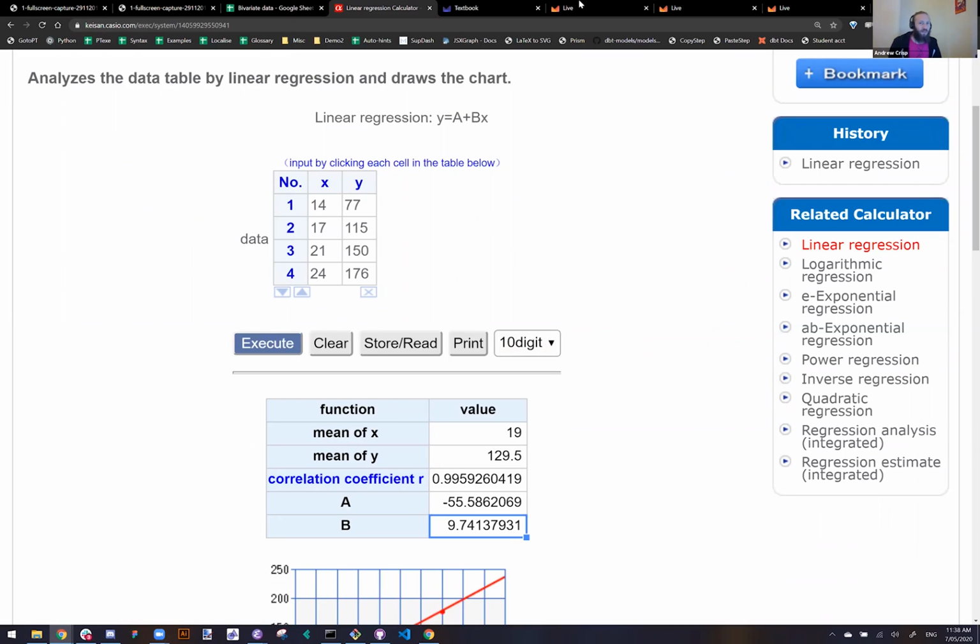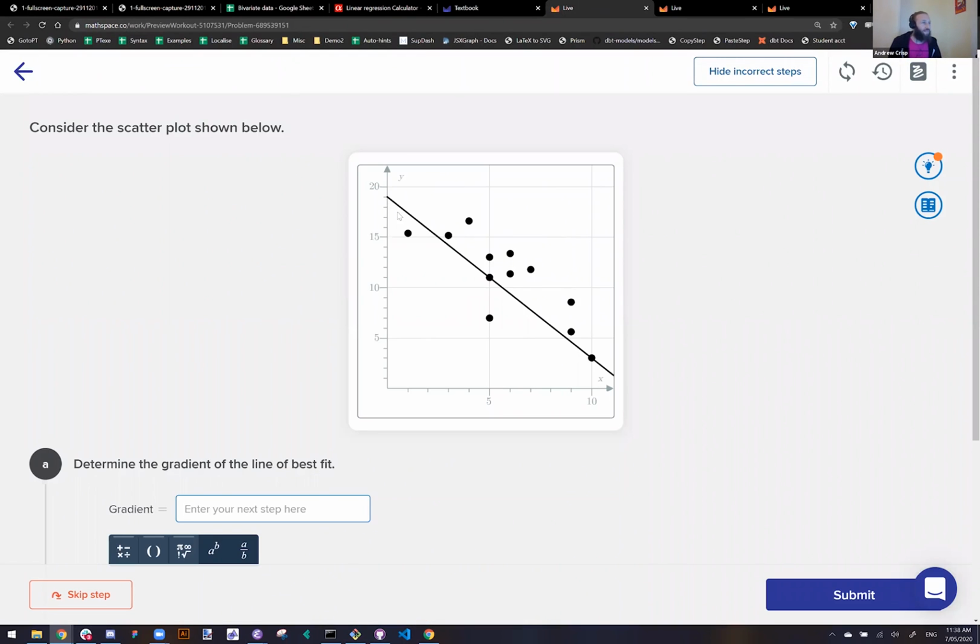That's too much work. Remember that a line is a line is a line. If I want to figure out what the gradient of any line is, I can always do rise over run. To do rise over run, I just need to pick a run. In this case, I'm going to pick 0 to 10. And I can tell that at 10, the value is 3. And at 0, the value is 19.